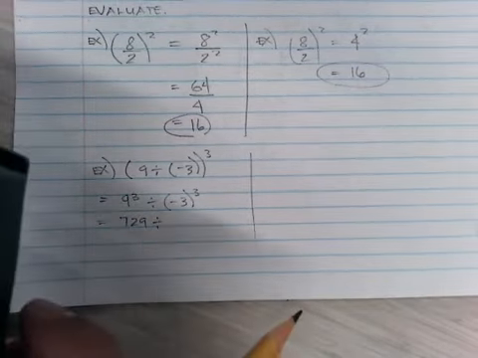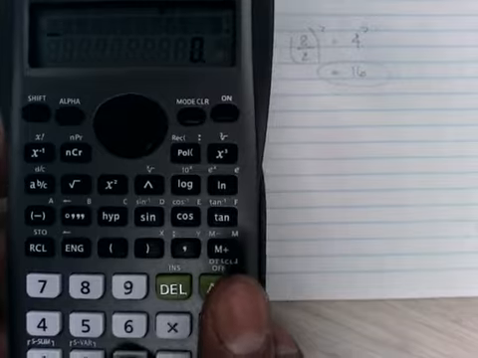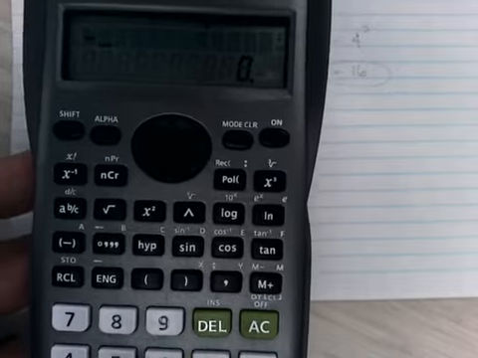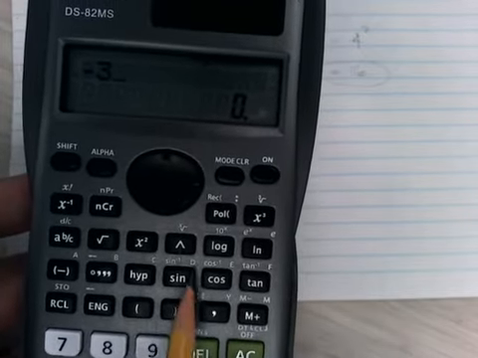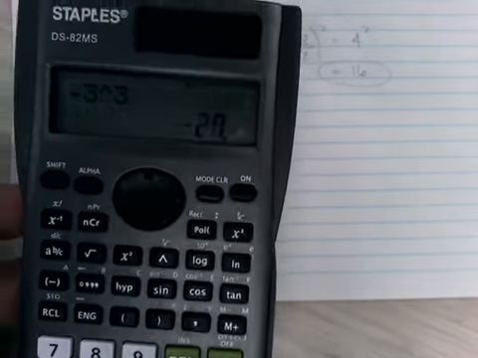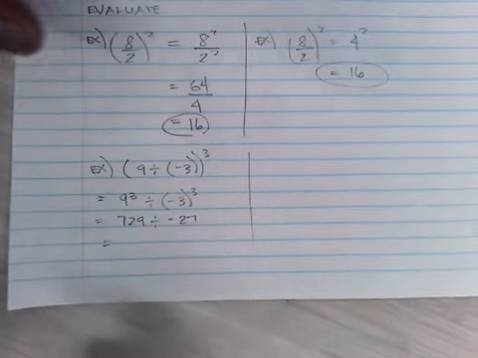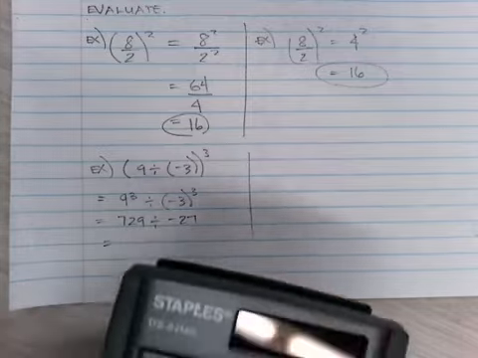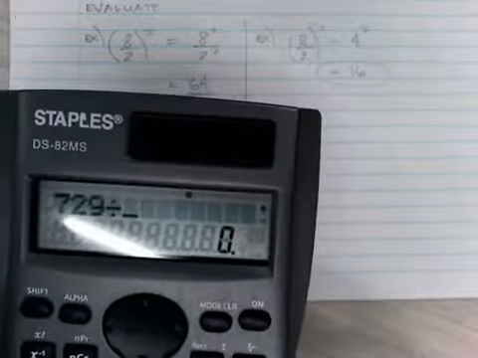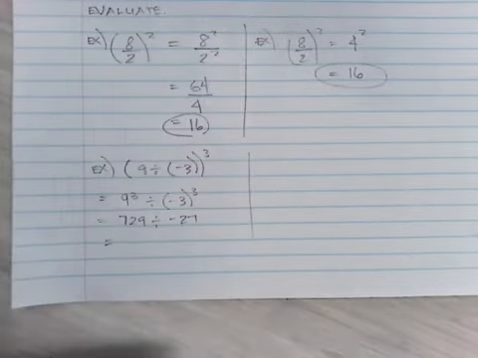Divided by -3. Here's how you do a negative. In this calculator, I have to type in the negative first. This is the negative button right here, then the 3. So there's my base, and now I put that to the exponent of 3, and I get -27. And finally, 729 divided by -27 is -27.